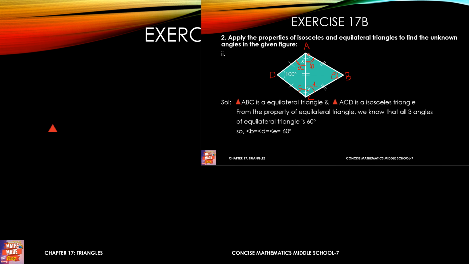Now we have found the angles of this equilateral triangle, that is B, D and E. Now we are going to find the angles A and C. For this we are going to consider this triangle ADC, that is an isosceles triangle. According to this isosceles triangle, we all know that the base angles are equal. How to find a base angle?